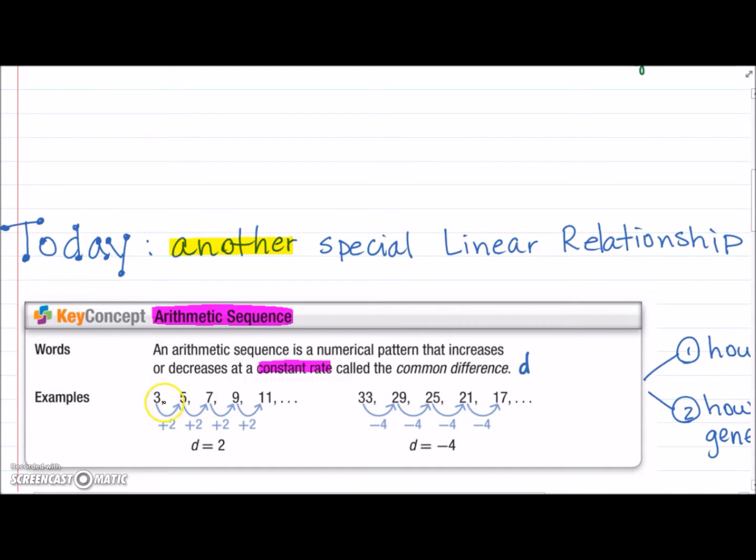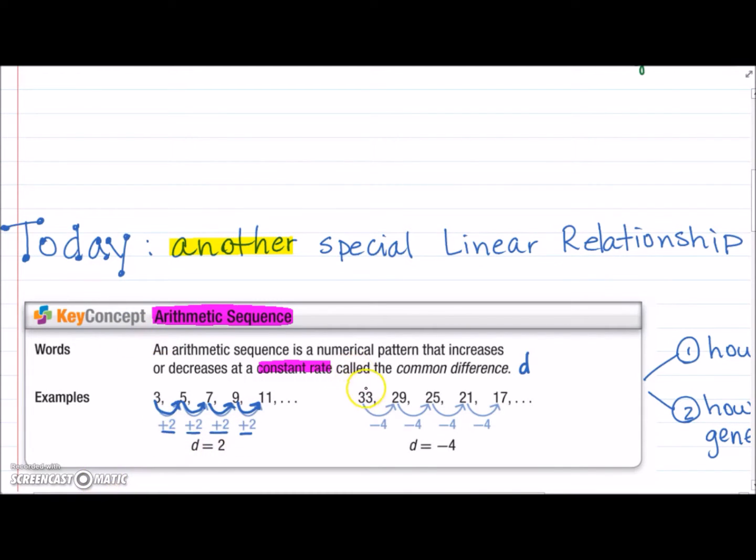So you can tell in this first example, we go from 3 to 5, from 5 to 7, 7 to 9, and 9 to 11. We can tell those numbers are going up. So if it's an arithmetic sequence, the way it goes up is by adding the same thing every time. And sure enough, we see that it's pretty clear we're adding 2.